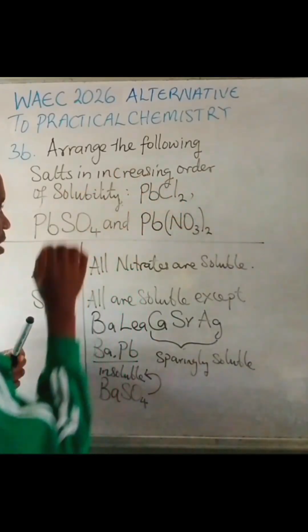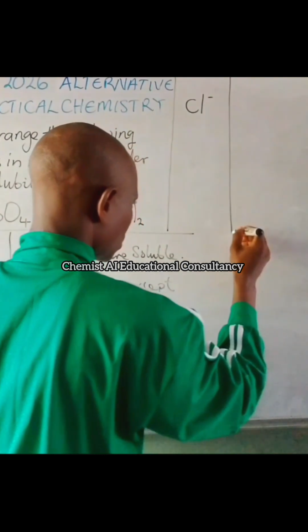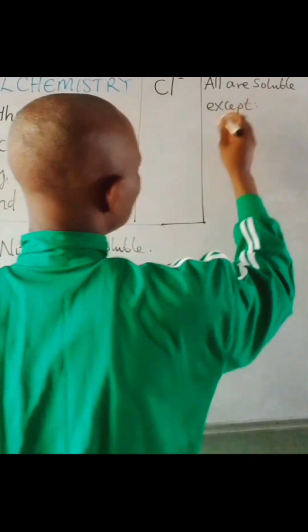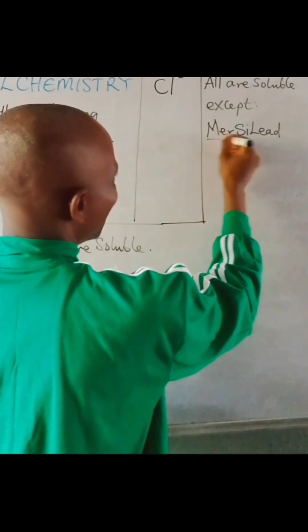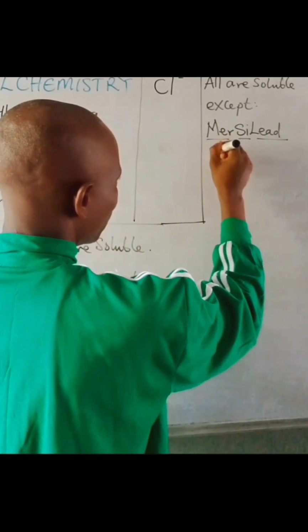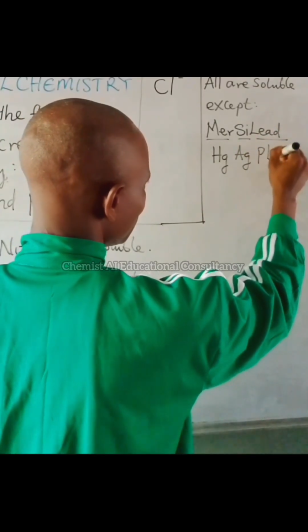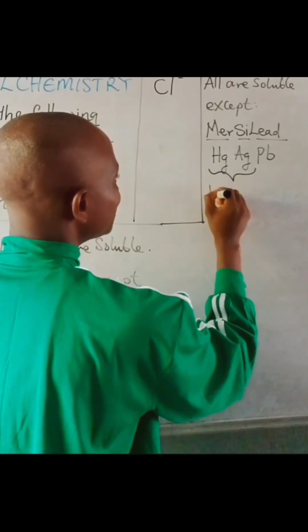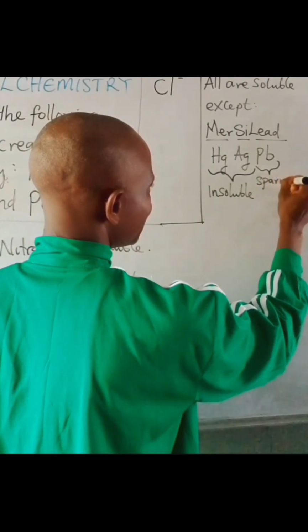Now let's move to the solubility rule for chlorides. Chlorides are salts that contain chlorine ion. The solubility rule is that all chlorides are soluble, except chlorides of mercury, silver, and chlorides of lead. You can see this as an acronym, MER MER for mercury, SI for silver, AG, and lead for lead, BB. Of all these, the chlorides of mercury and silver are completely insoluble, while that of lead is sparingly soluble.